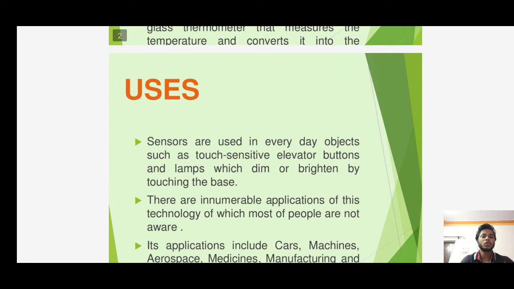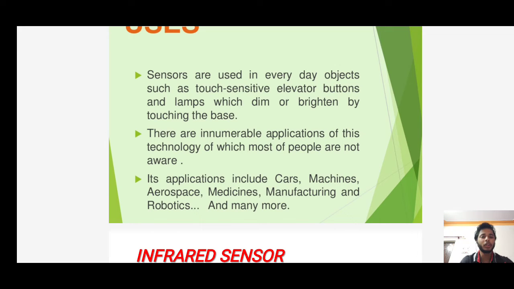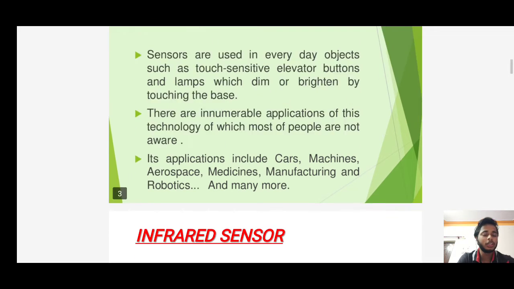Now, the second use of sensor technology is that there are innumerable applications of this technology which most people are not aware of. The most important applications are included in cars, machines, aeroplanes, medicine, manufacturing and robotics and many more.